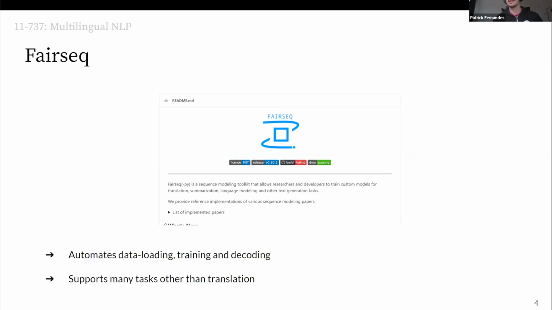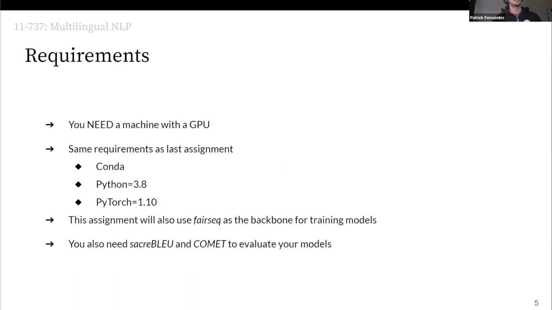Fairseq is a sequence modeling toolkit, and it automates data loading, training, decoding, and a bunch of other small things you might not want to consider for this assignment. It also supports many other tasks other than translation. For the basic requirements, you will not need to dive deep into Fairseq, but if you want to modify it for the actual requirements, you probably will need to dive into it. And you also need to install SacreBLEU and COMET to evaluate your models. But this is all automated in the instructions of the assignment. You just have to follow the assignment and everything should be installed automatically.